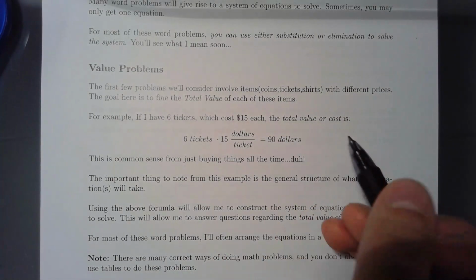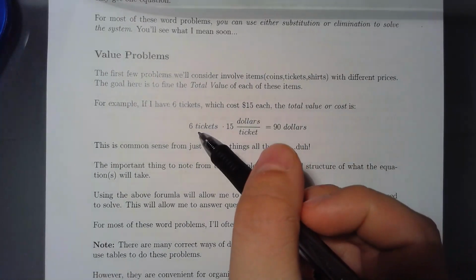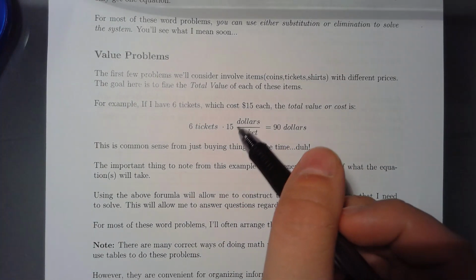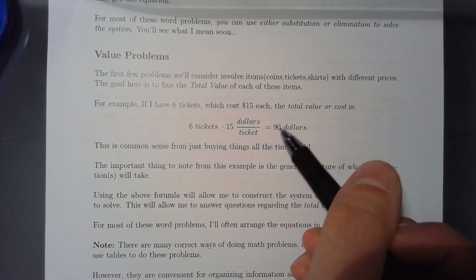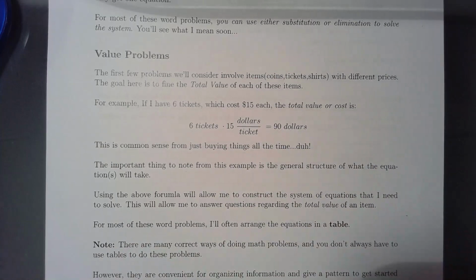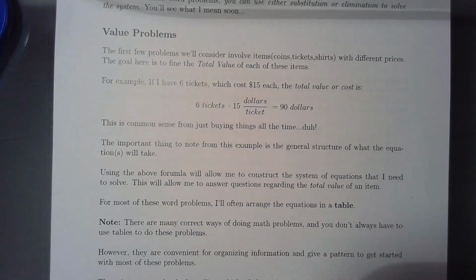Well, this is just from common sense, right? If you go to the movies or whatever, and you want to buy 6 tickets, and each ticket costs $15, how much are you going to spend? Well, you're going to multiply them to get $90. We do this all the time in everyday life. This is just common sense.